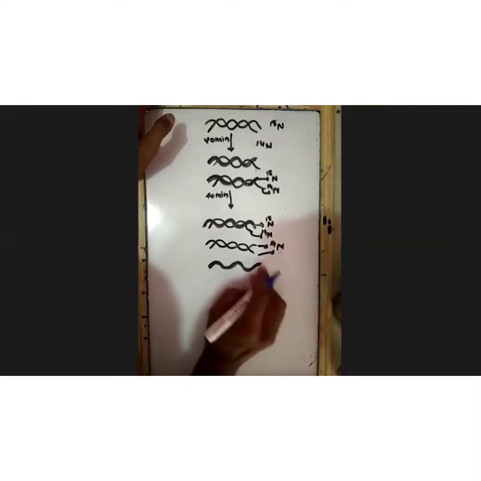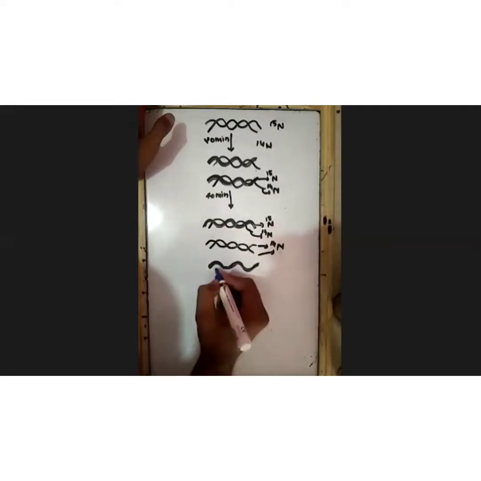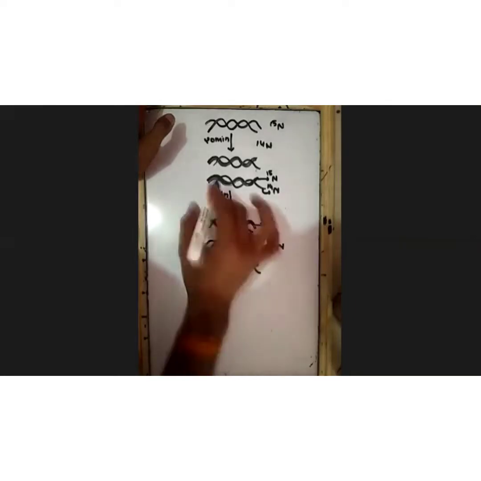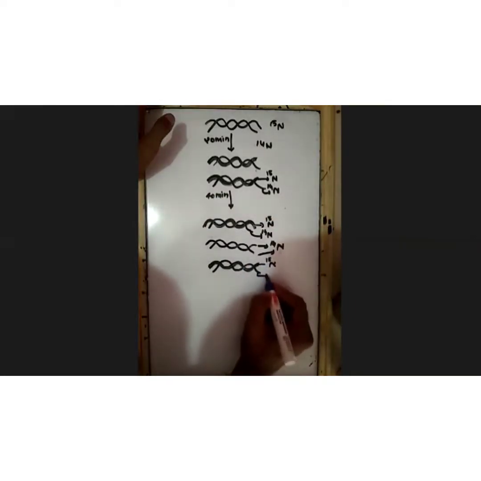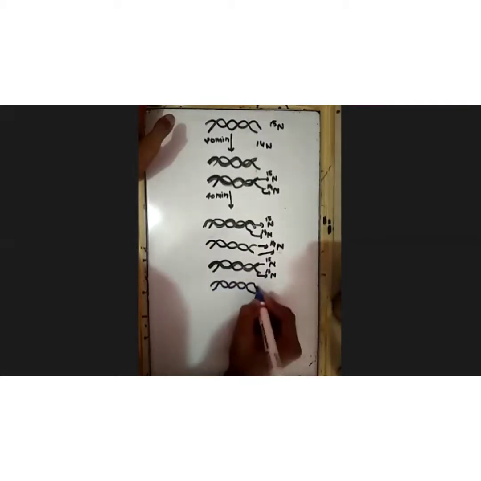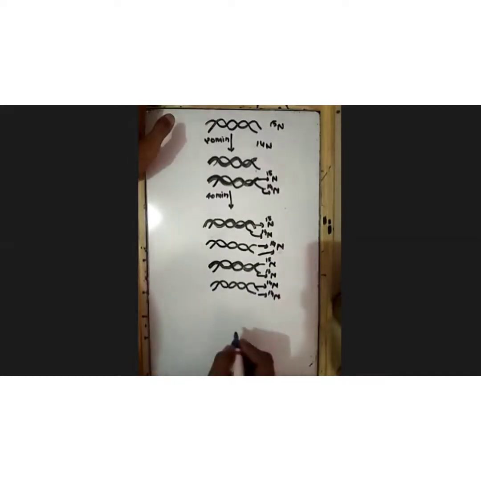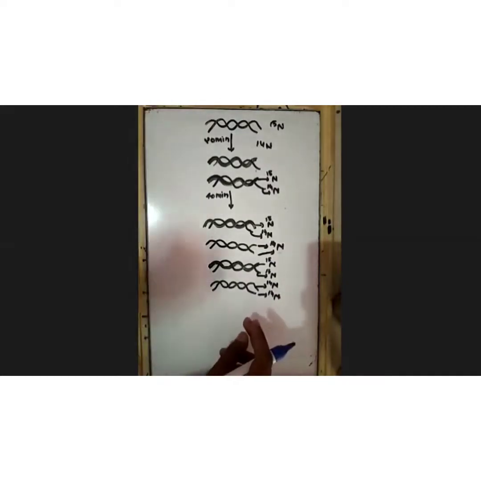One will act like a parental strand, another will act like a newly synthesized strand. So this N15 acts like a parental strand, and N14 acts like a newly synthesized strand. And again, N14 will act like a parental strand, and the newly synthesized will be N14. This will also be N14, and this will also be N14. So they show their results.